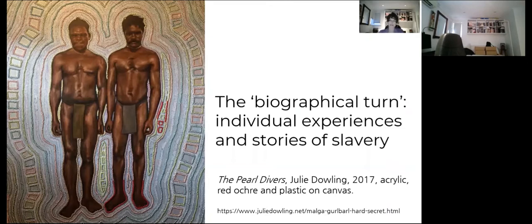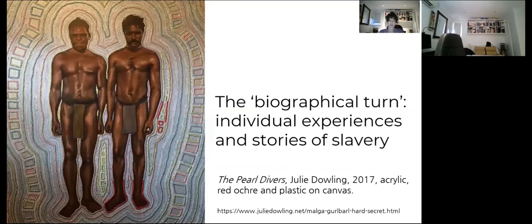Dowling's 2017 exhibition, Malgana Gabal, Hard Secret, depicts First Nations people whose lives were variously and tragically changed by slavery following colonisation in Australia. The image on this slide, entitled The Pearl Divers, shows two unknown pearl divers from the northwest of Western Australia. Dowling explains that many, and I quote again, many First Nation children were stolen to grow up in the commercial pearl industry as slaves, receiving nothing but food and shelter, end quote. And she goes on to describe the violent and often fatal experiences of pearl divers in Australia.